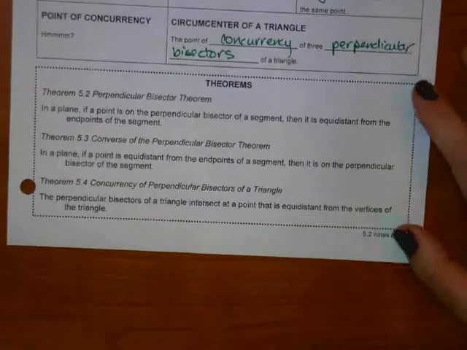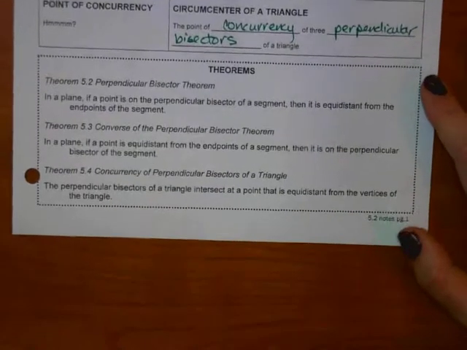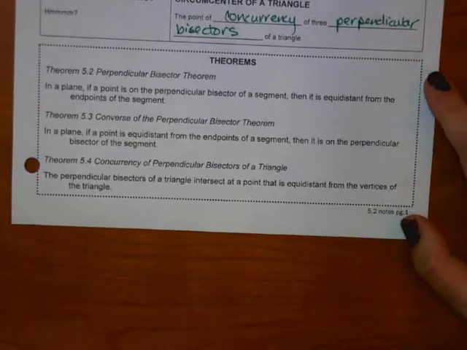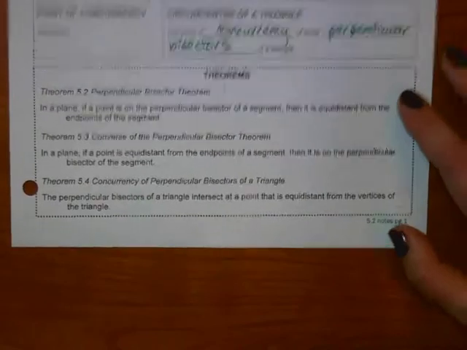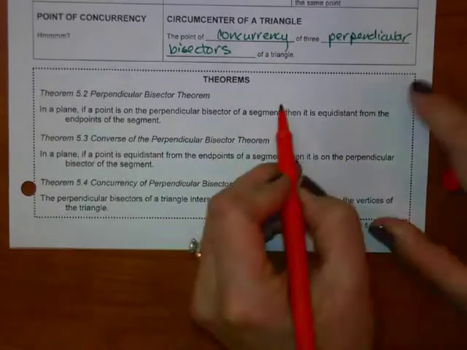All right, perpendicular bisector theorem. So in a plane, I'm going to draw a picture here so don't get too over enthusiastic and turn over. In a plane, if a point is on the perpendicular bisector of a segment, then it is equidistant from the endpoints of the segment. So I'm going to just kind of clarify this a little bit.